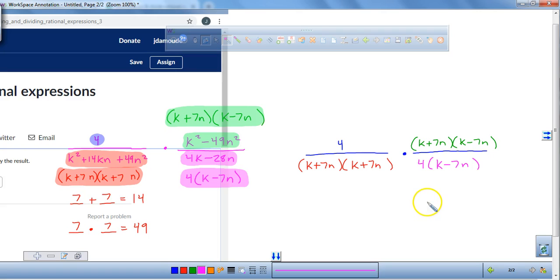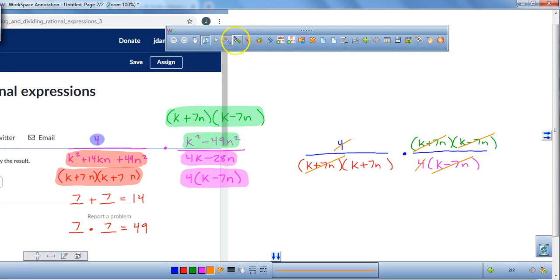All right, so here we go. Let's look for some numbers we can cancel out. Ooh, I see one. A 4 and a 4. Boom, those cancel out. Oh, sorry, baby. K plus 7n, boom. K plus 7n, boom. Those cancel out. K minus 7n, k minus 7n, and everything cancels out.